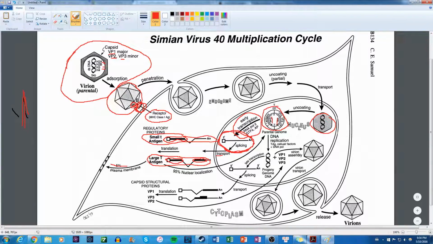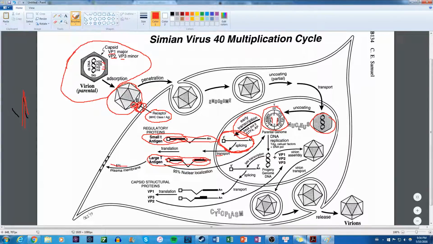Large T antigen does a few more things than that. Large T antigen tells the cell to assemble the DNA synthesis machinery so that it can start making viral DNA. It also unwinds the viral DNA for replication. And then it also binds to tumor suppressing genes.